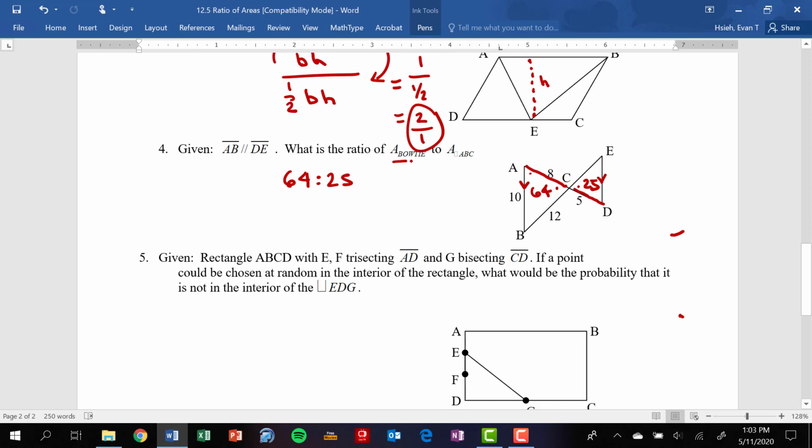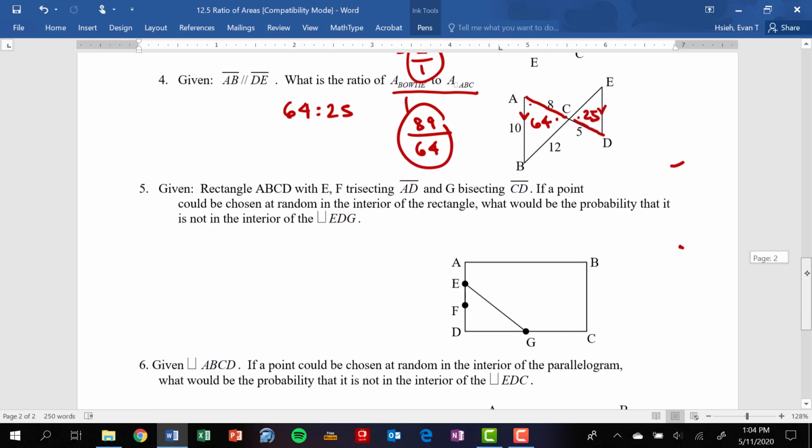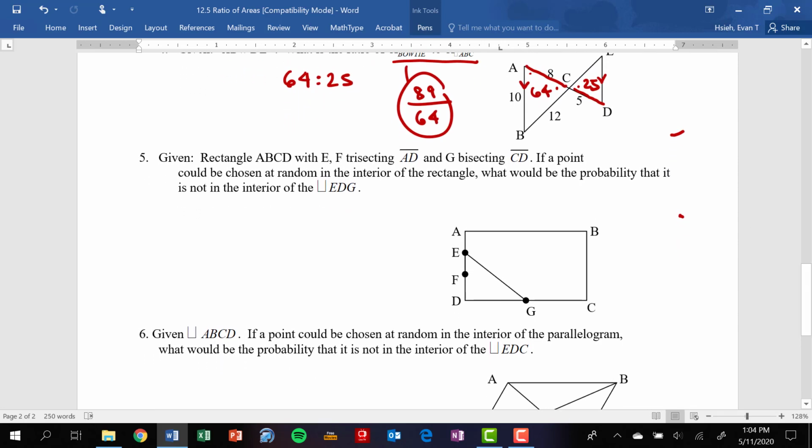However, we're looking for the ratio of the entire bow tie to the triangle to the left. And so the entire bow tie together would just be, if I add these two up, 89. And if I look at the one on the left, it's 64 still. And so that would be the ratio of those two. And that's using the theorem from the front side that we're talking about with the similar figures.